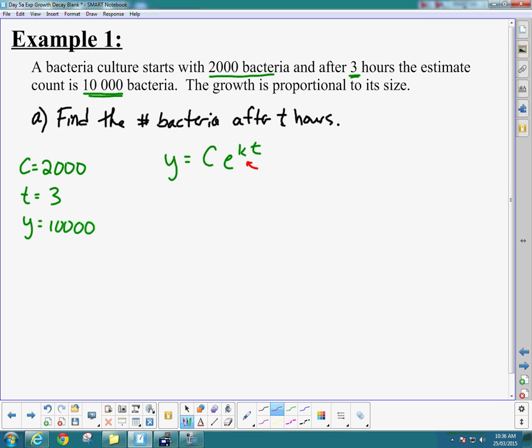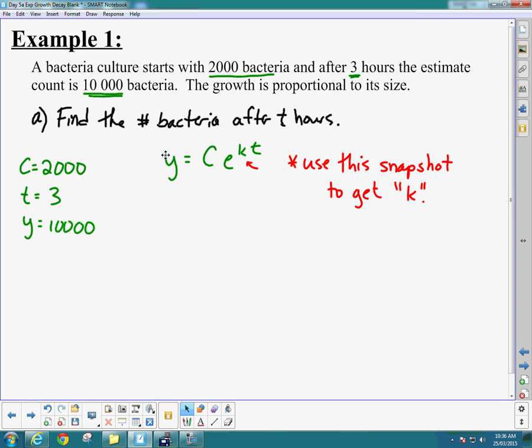And so what we do here is we use this snapshot to get our proportional constant k. So the scenario is actually talking about you start with 2,000 and it grows proportional to its size. We just happen to know a snapshot in time. So we know at 3 hours, this is how much we have. So because we know that snapshot, we know where it started, and we know where we are 3 hours from now, we can use that snapshot to get that proportional constant.